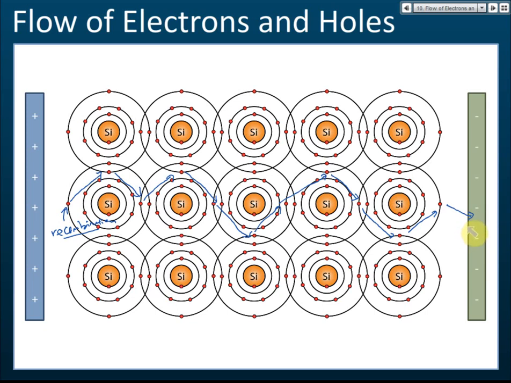The hole carries positive charge, so it's a charge carrier. Electrons move to the positive plate, and the hole moves to the negative plate. So there are two types of flow in a semiconductor: the flow of the electrons and the flow of the holes. These two conduct electricity. So that is how the electrons and the holes conduct electricity in a semiconductor.